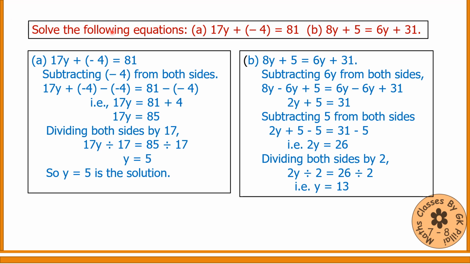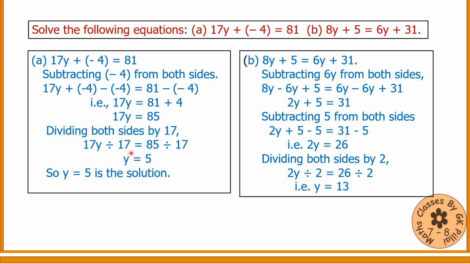Solve the equation, these two. The first one here: 17y plus minus 4 equal to 81. The first step is to take this minus 4 to the other side, subtracting minus 4 from both the sides. We will be writing additionally minus of minus 4 on both the sides. Now these two get cancelled. You will get 17y equal to 81 plus 4. Minus into minus is plus. 17y equal to 85. Now dividing both the sides by 17. The idea is to bring this 17 as a divisor here.